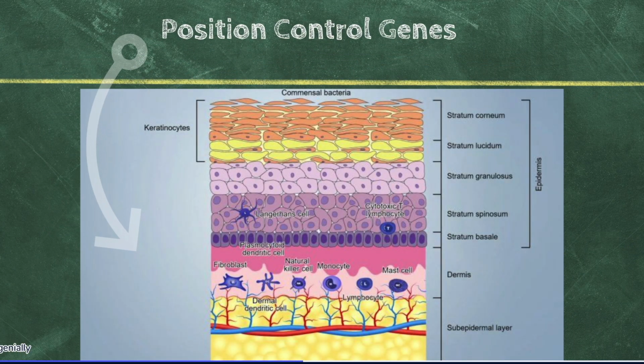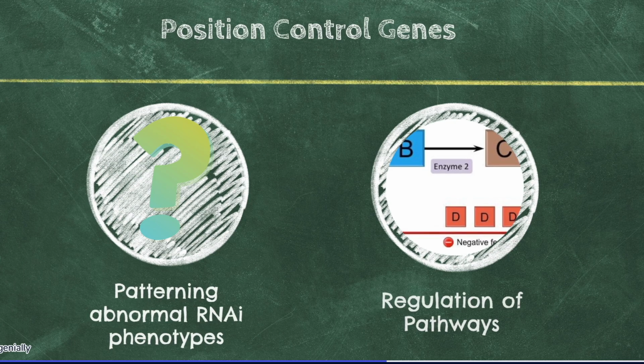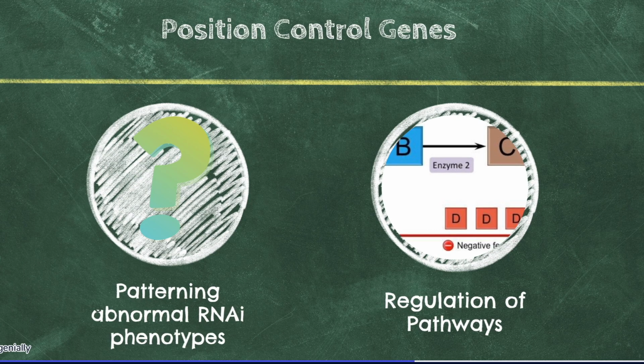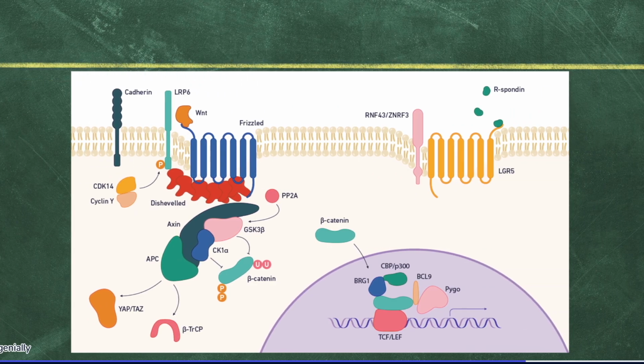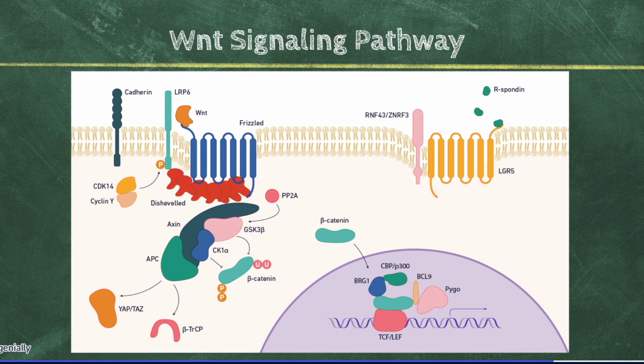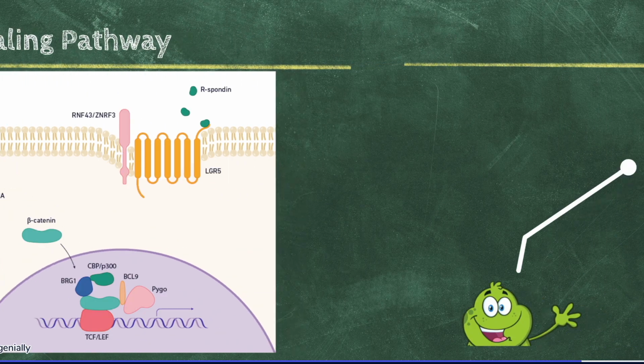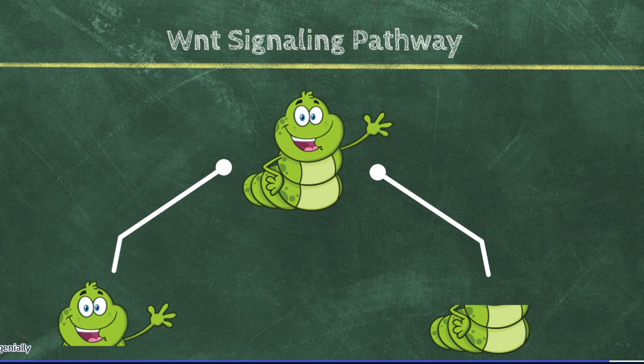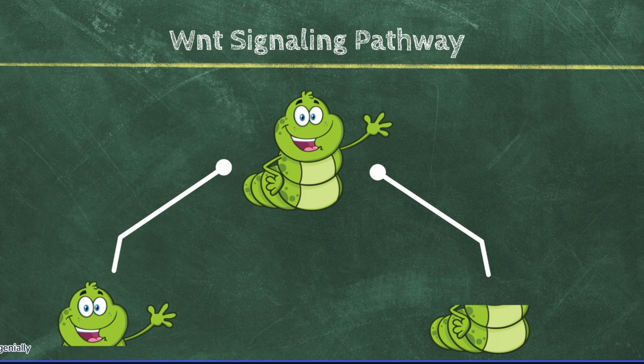PCGs are regionally expressed in the subepidermal layer of muscle cells along various body axes. They provide positional information through the patterning abnormal RNAi phenotype or through the regulation of pathways. Unfortunately, phenotypes have not yet been revealed, so their role awaits elucidation. In regards to pathways, one such pathway is the WNT signaling pathway, which decides whether to regenerate a head or tail at transverse amputation planes.